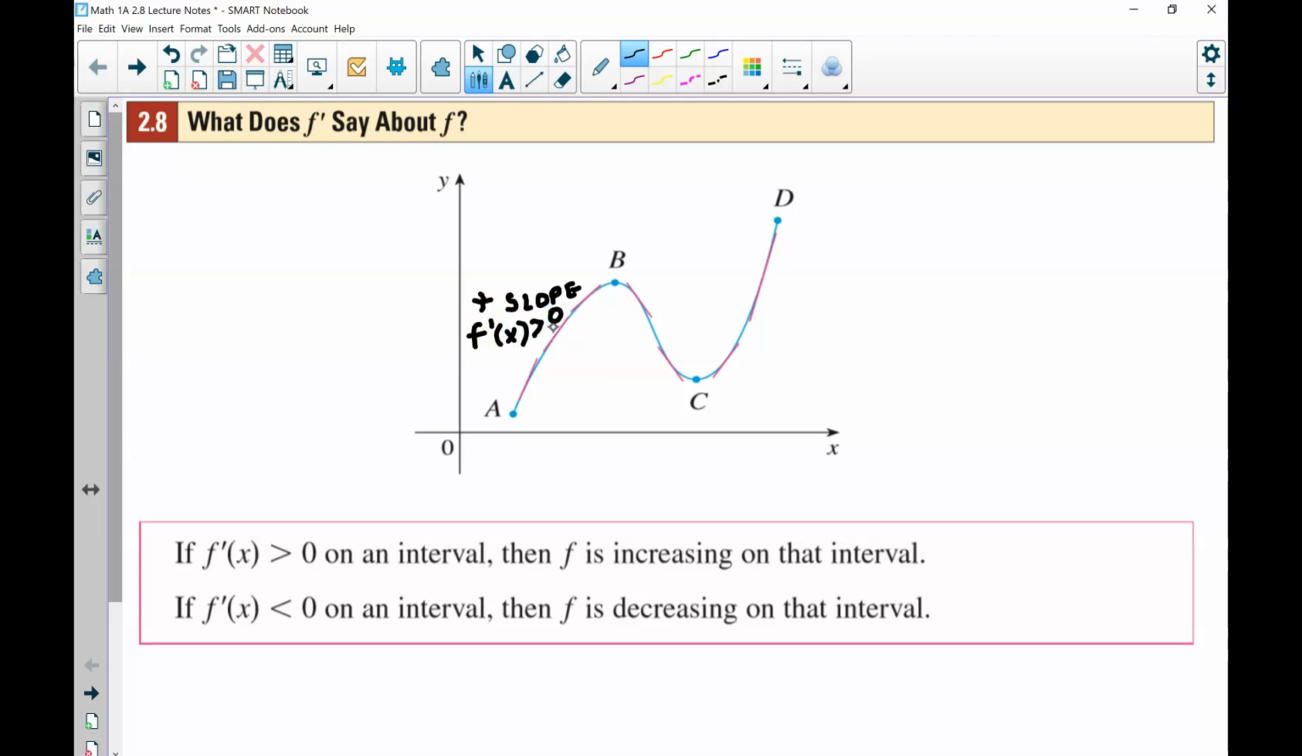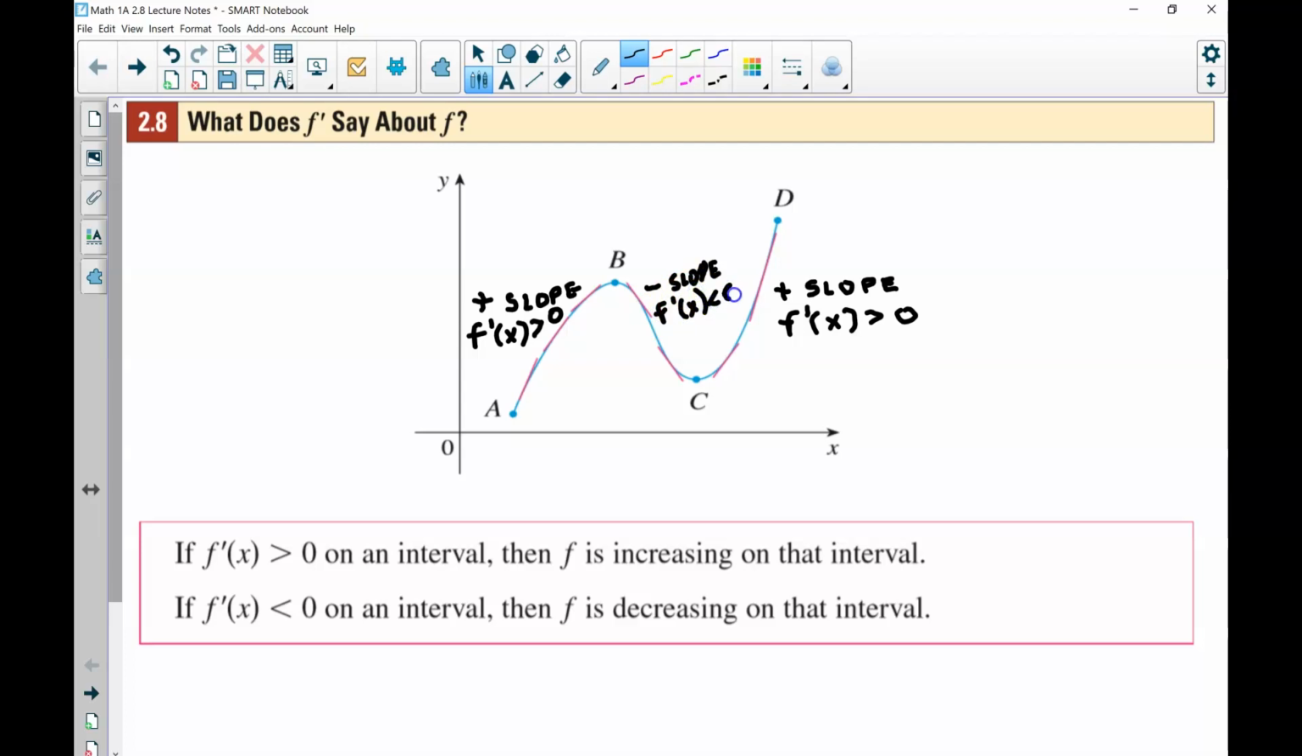Okay, and the same thing over here between C and D. We can see that it's a positive slope. And so because it's a positive slope, again, we can determine that f prime of x, meaning the derivative of that function, is greater than 0. Now, if you take a look between B and C, the tangent lines have a negative slope. So between B and C, it is a negative slope. And then because we have a negative slope, we can say that the derivative of this function is going to be less than 0.